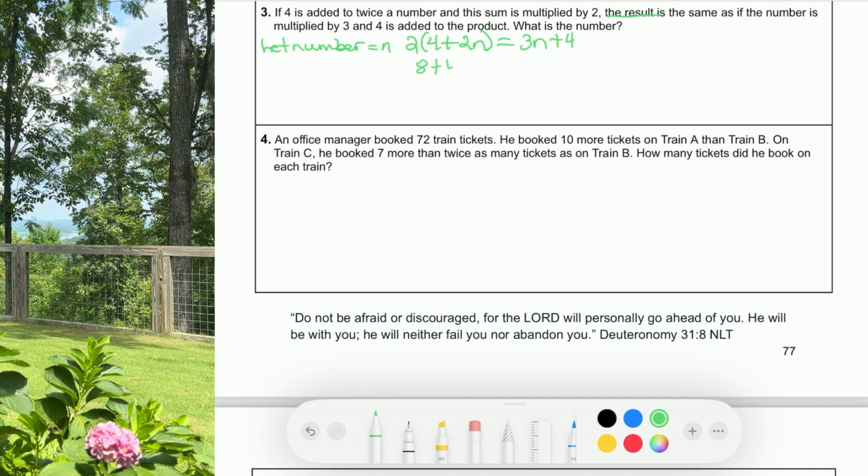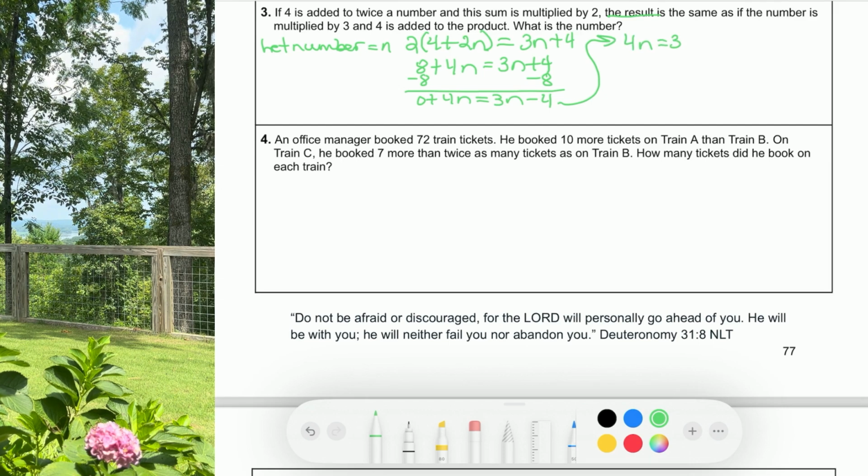All right, let's distribute. We have 8 plus 4n equals 3n plus 4. Subtract 8 from both sides. So I have 0 plus 4n equals 3n minus 4. 4n equals 3n minus 4. Now I'm going to subtract the 3n from both sides. I get 1n equals 0 minus 4. So n equals negative 4.